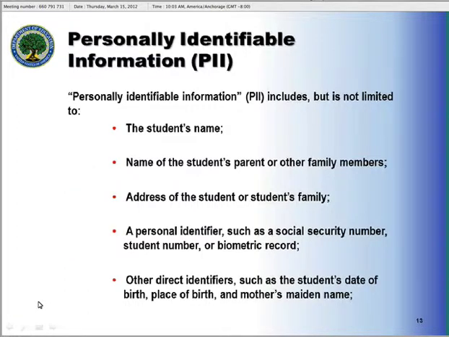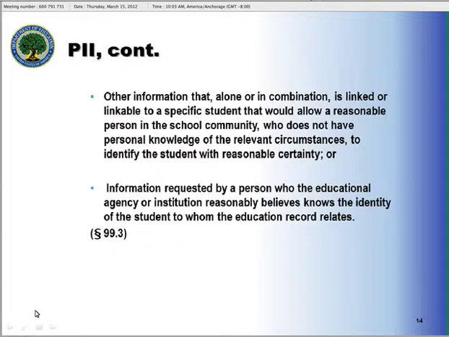Another important definition to keep in mind is the definition of personally identifiable information. This works together with education records in determining what information must be protected from disclosure. In 2008, the department amended the definition to include some more items. Personally identifiable information now includes not only direct identifiers, obvious things such as name, address, social security number, but also indirect identifiers, as we would see on the next page, that would have the effect of identifying a student. The standard is, can a reasonable person in the school community, someone without personal knowledge of the circumstances, identify the student? Also, PII includes information requested by a person whom the school believes knows the identity of the student.